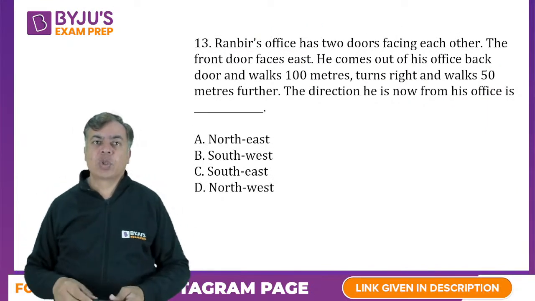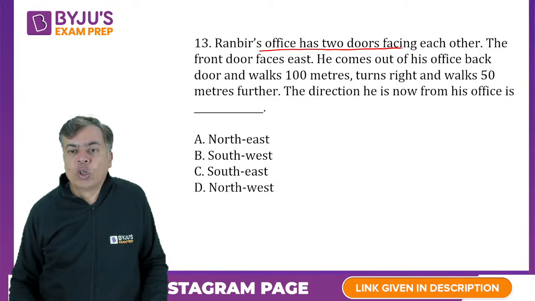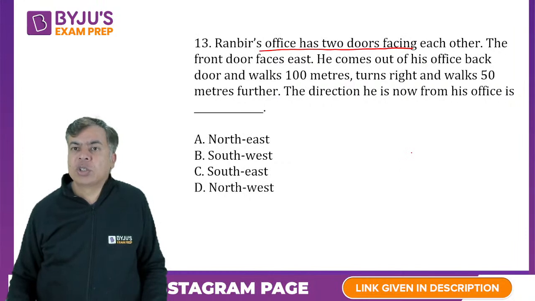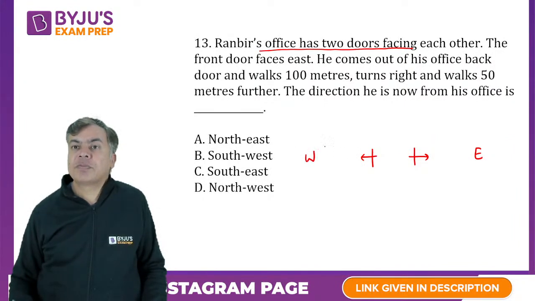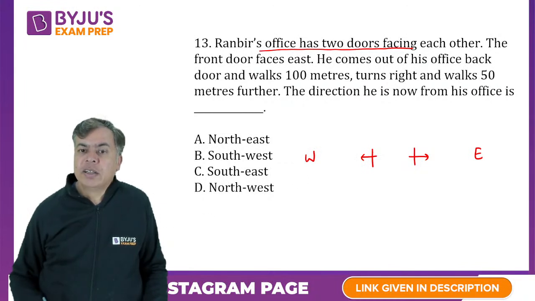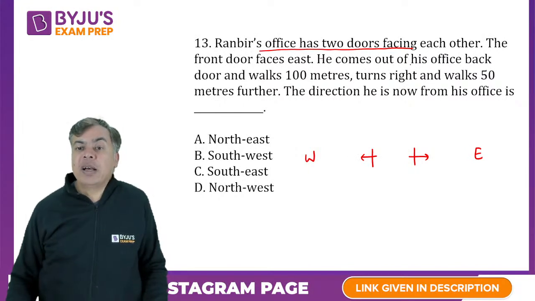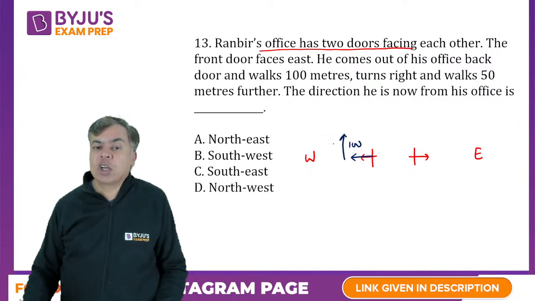Next one, quickly we will do this. Ranbir's office has 2 doors facing each other. The front door is facing east, so the front door is here, facing east. And the back door is here, which is facing west. So front and back should be like this. Now he comes out of his office back door, walks 100 meters, then turns right and walks 50 meters.